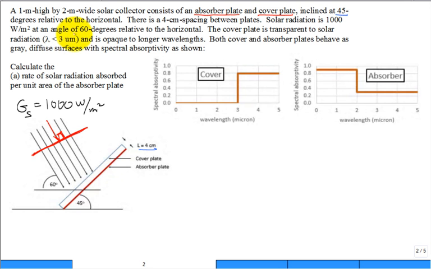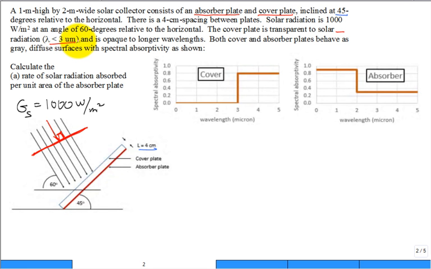The sun is at an angle of 60 degrees relative to the horizontal, so they're not coming in straight down. They're coming in at that angle of 60 degrees. Okay. Now the cover plate is transparent to solar radiation, and the solar radiation essentially is everything below around 3 micron. That's most of it.